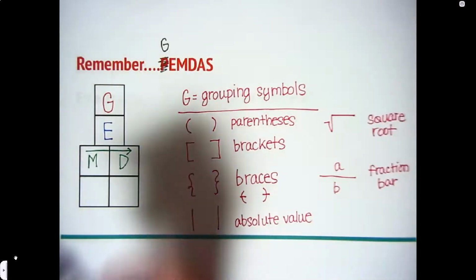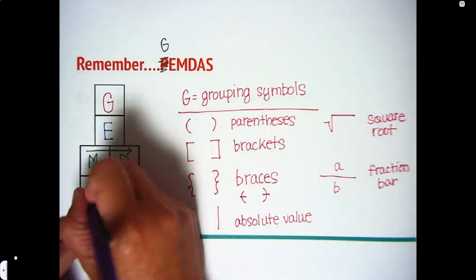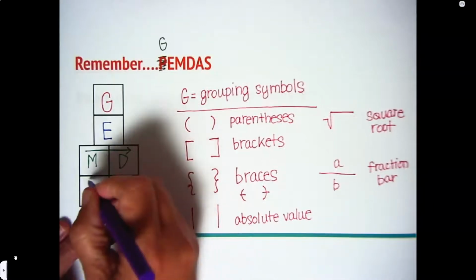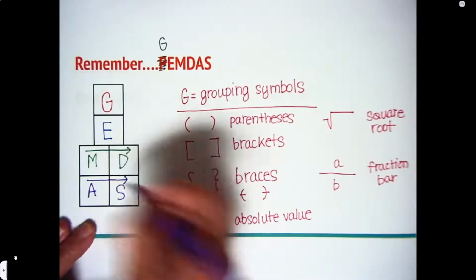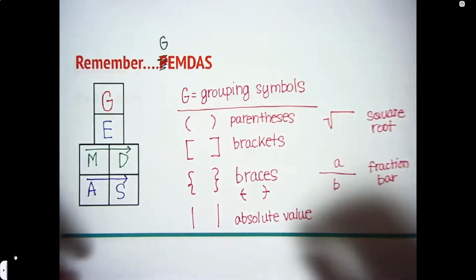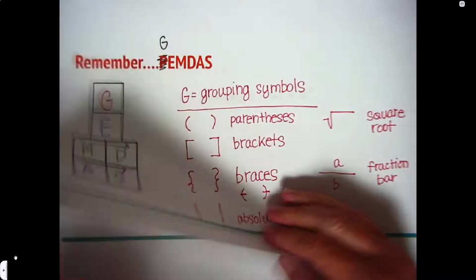And then the same thing holds true for adding and subtracting. They're on the bottom of the pyramid, but on the same level. So if we see adding in the problem first, we do it first. If we see subtracting in the problem first, we'll do it first. So GEMDAS: grouping symbols, then exponents, then multiplication and division, then addition and subtraction. So far, nothing new there. You knew all of that.